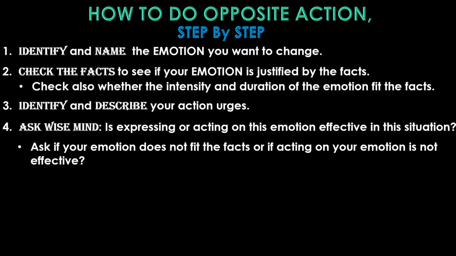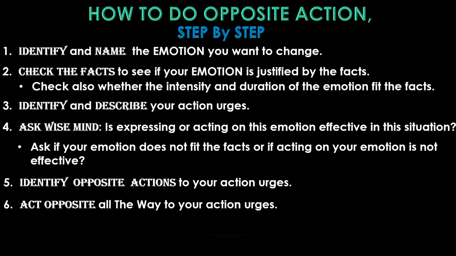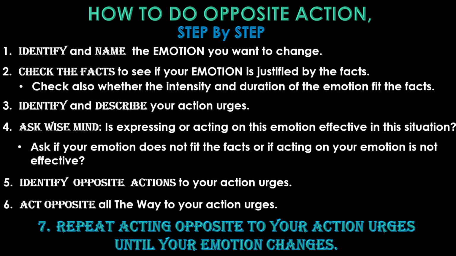Number 5, identify opposite actions to your action urges. Number 6, act opposite all the way to your action urges. And number 7, repeat acting opposite to your action urges until your emotion changes.